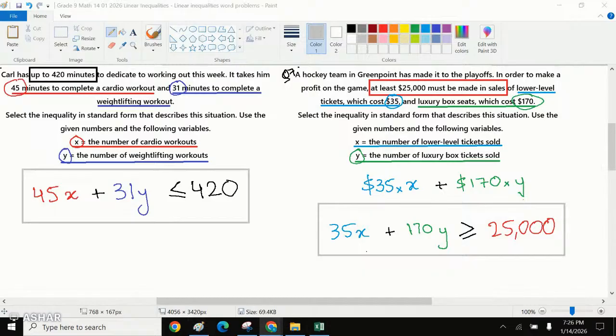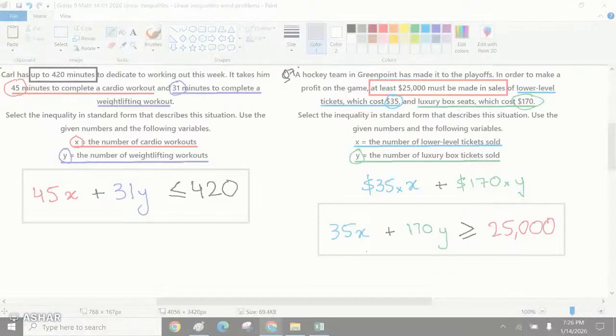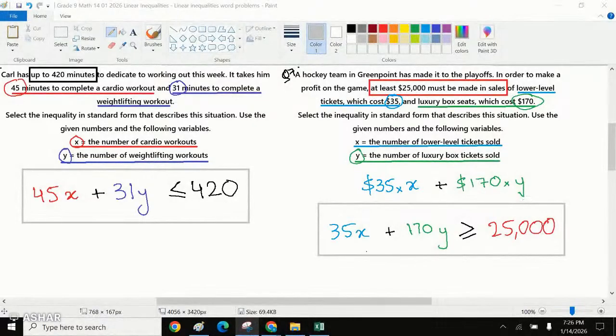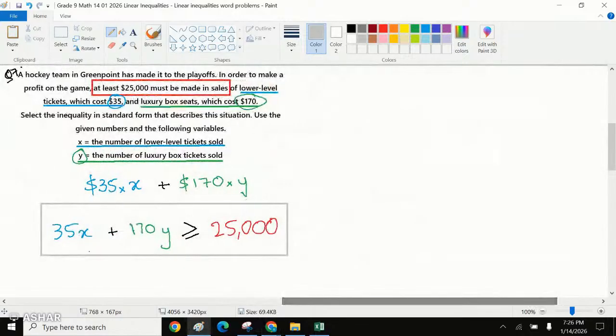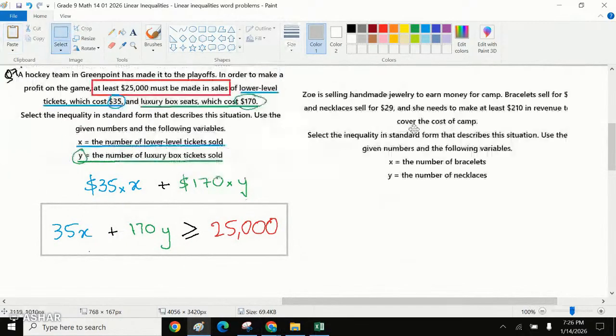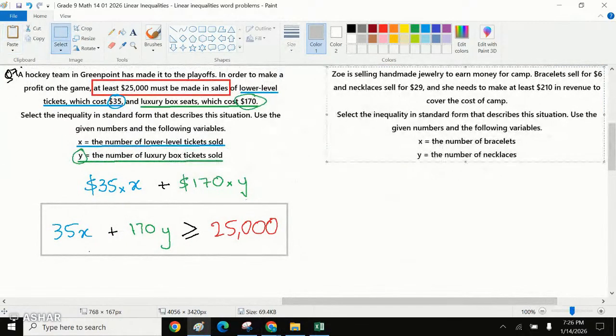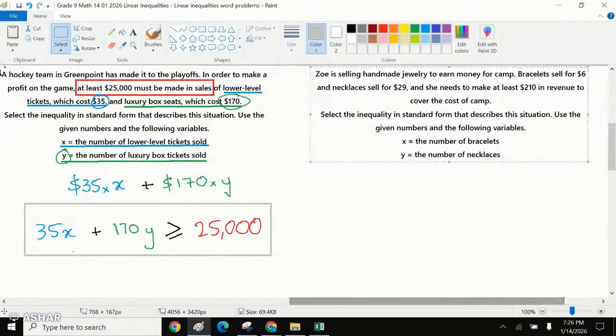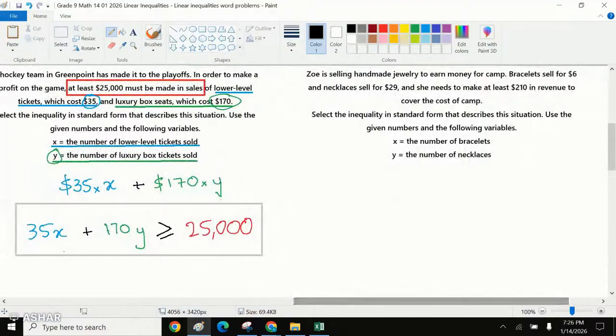Moving ahead to the next question, just a minute, please. Zoe is selling handmade jewelry. Okay, let's have a look. I'll just copy it on the screen so that we have the question here. Okay, we have the question here, and this was question number 8.